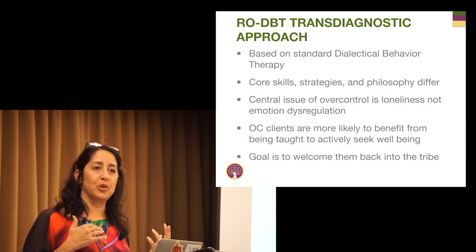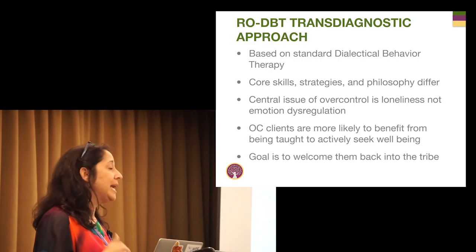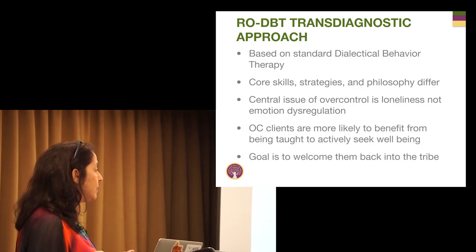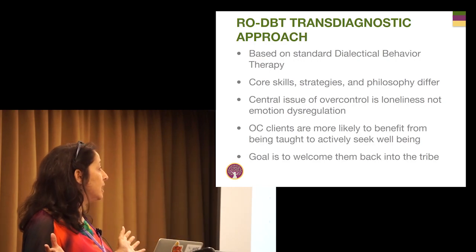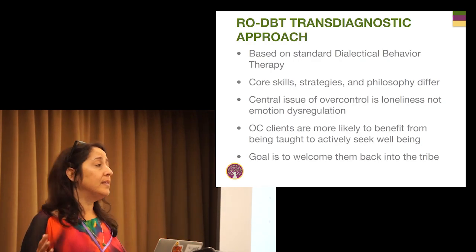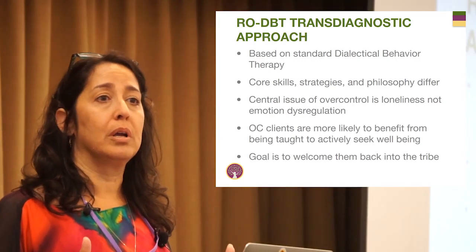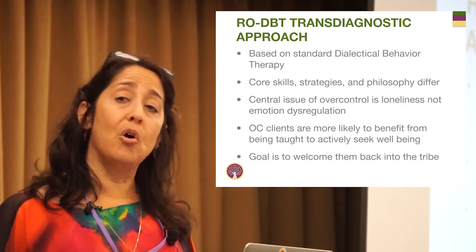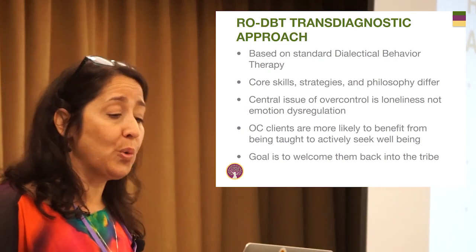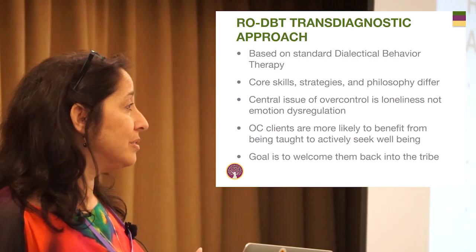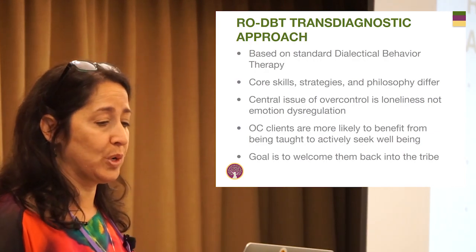All right, so the central issue of over-control is loneliness, not emotion dysregulation. So when people are more over-controlled, and you'll hear me speaking forward about OC, which stands for over control, and UC, which stands for under control. So when people are more under controlled, they tend to struggle with dysregulation. And they need to learn to regulate. They need to learn to calm down. They need to learn to try harder, do more, work more. When people are more over controlled, in fact, they do all that pretty darn well. And so what they need to learn is how to chill out, how to relax, and how to connect with people. So I'll go into that a lot more today.